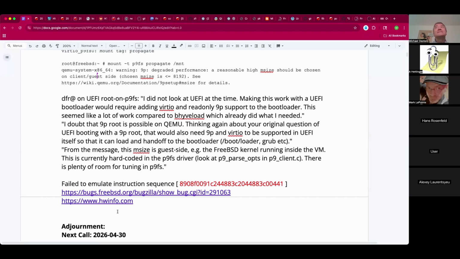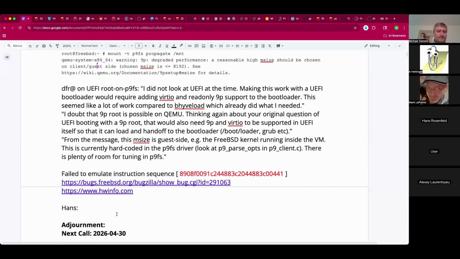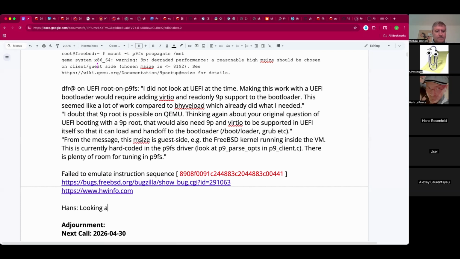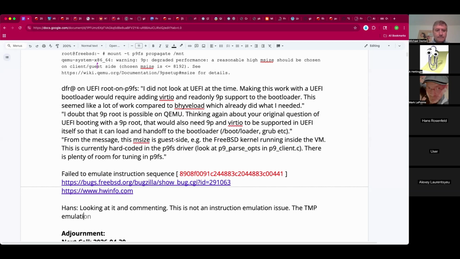Well, I have something. I've looked at the bug that we were talking about 5 minutes ago, and I'm writing a comment to the bug report right now. This is not an issue with instruction emulation, even though that's what the bug is titled. This is just the TPM emulation not being able to handle the command that Windows sent it.